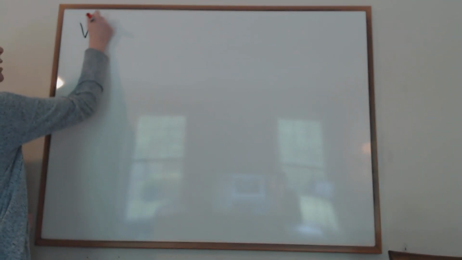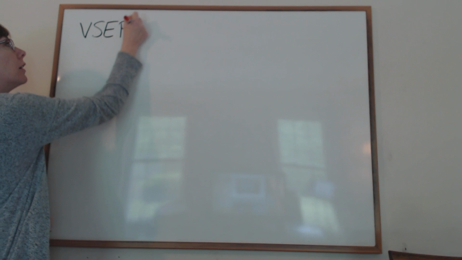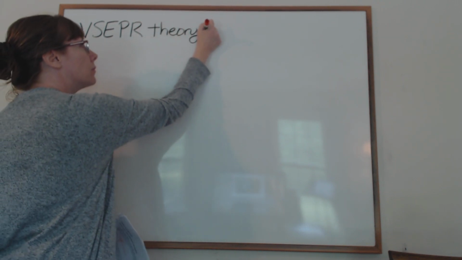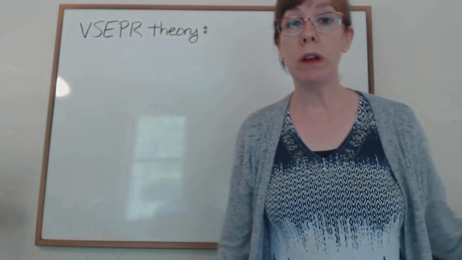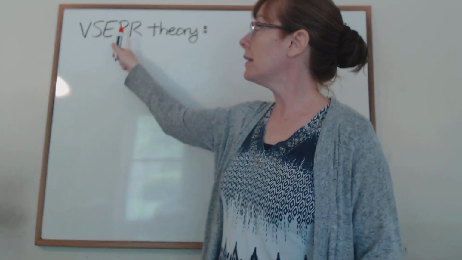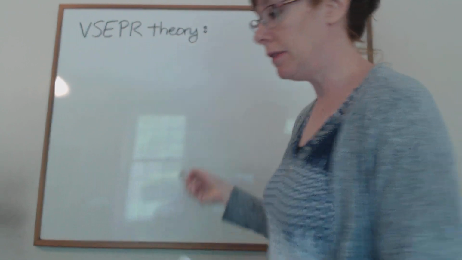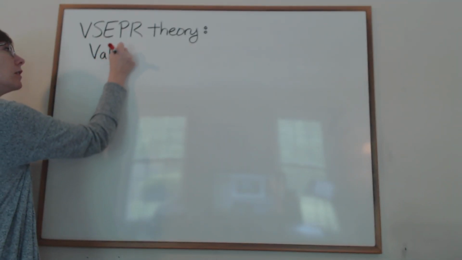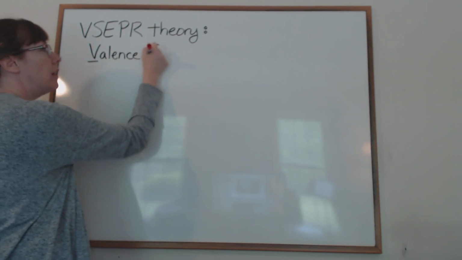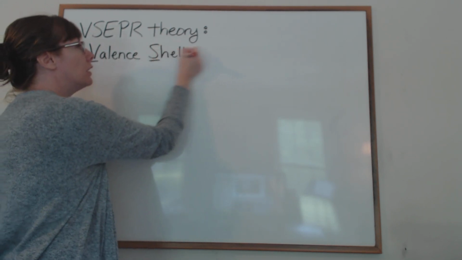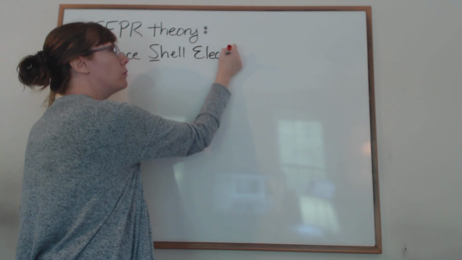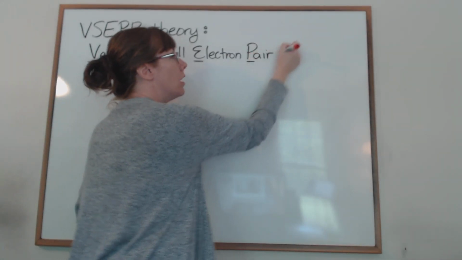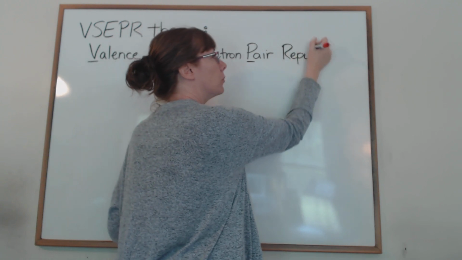All right, so we're going to start out with putting in your notes, what do those letters stand for? VSEPR. We just say VSEPR theory for short. What it stands for is valence shell electron pair repulsion.